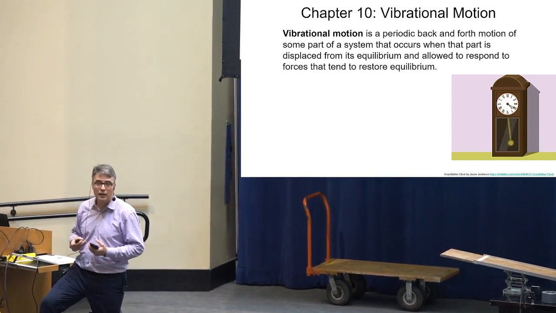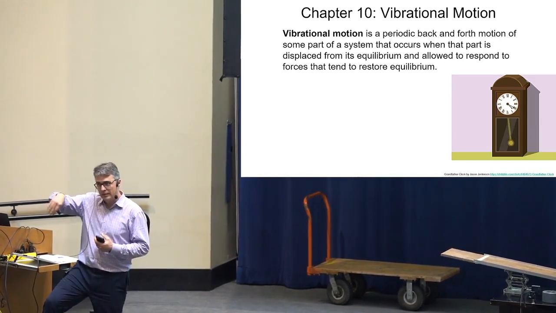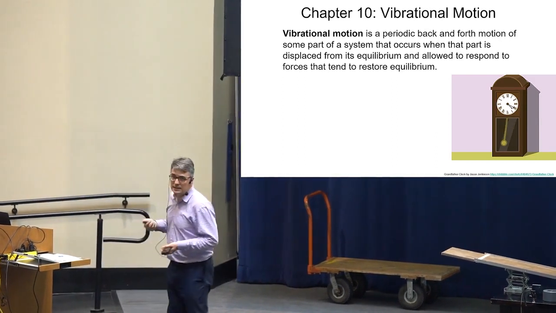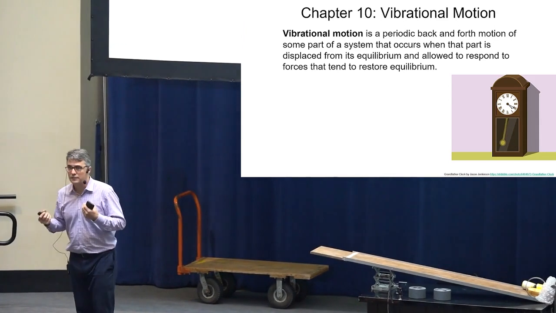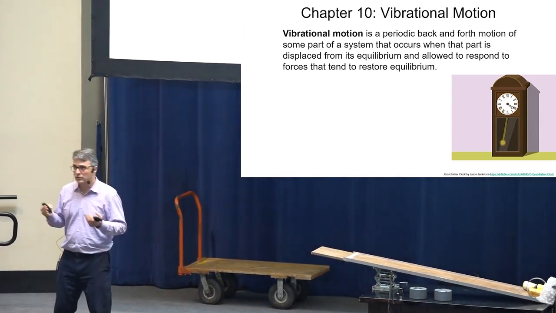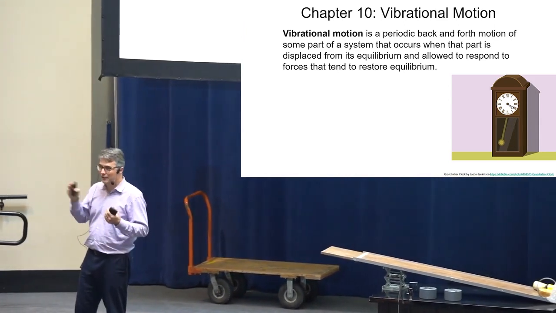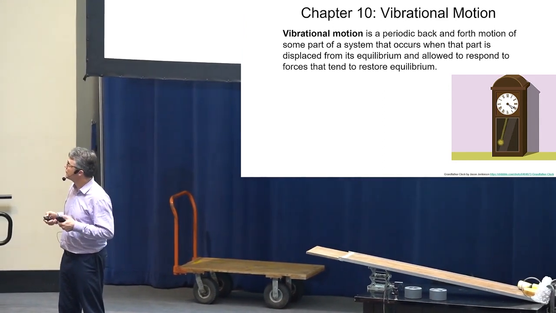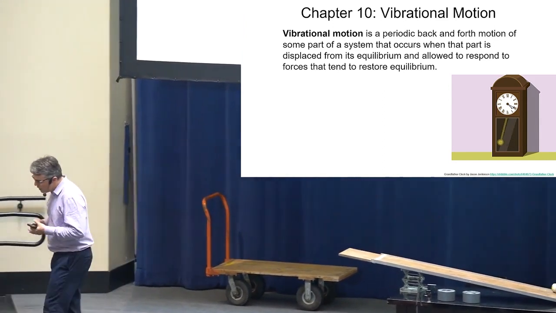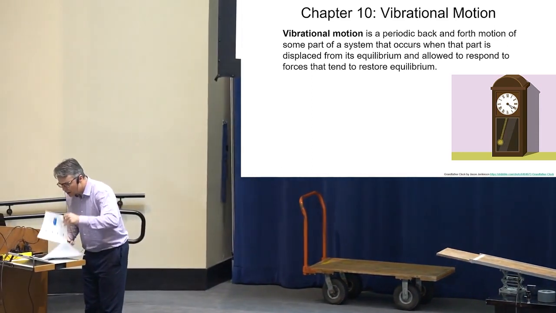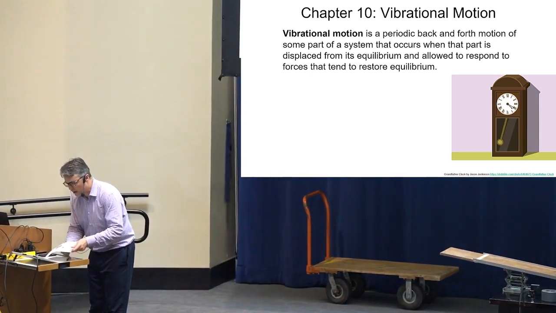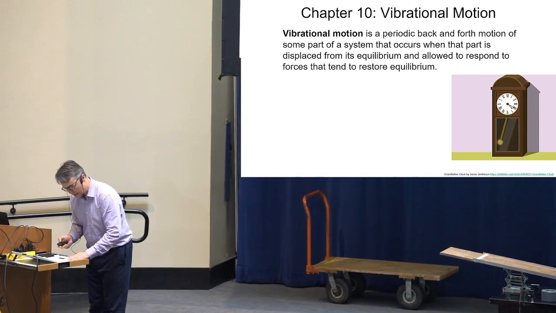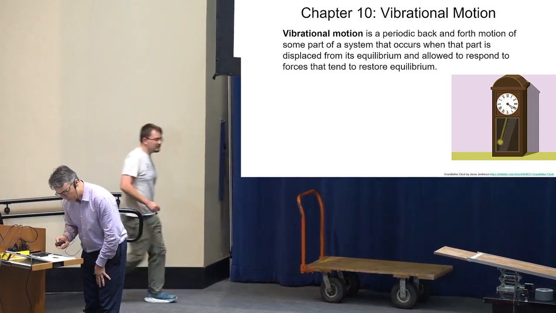Periodic, like even if you think of a pendulum on a grandfather clock, it's just swinging back and forth. That's an example of what the textbook calls vibrational motion. If it goes really, really fast, you'd say it kind of makes a sound, or it vibrates. What it means is that some part of the system is displaced from equilibrium and allowed to respond to forces that tend to restore equilibrium.